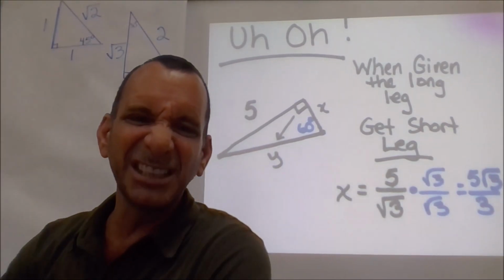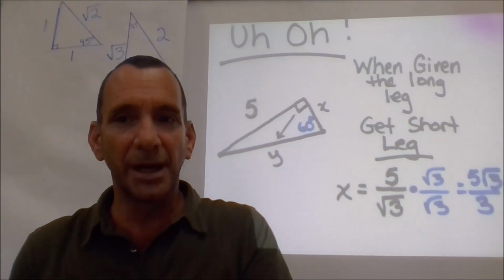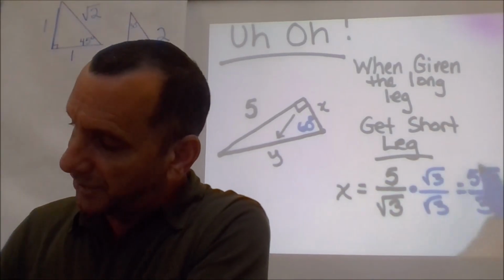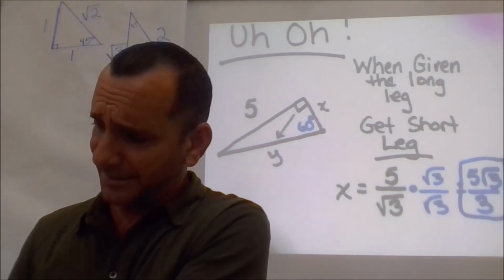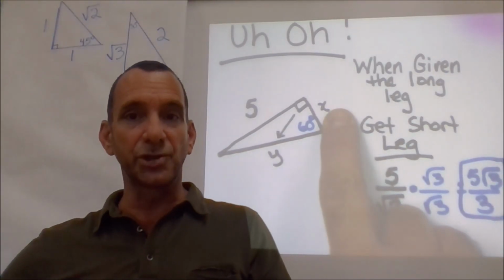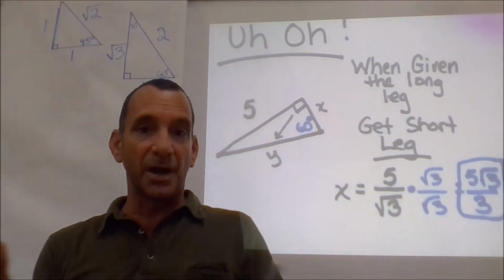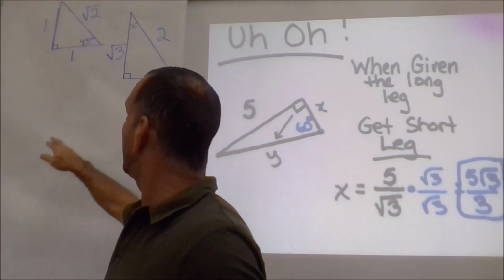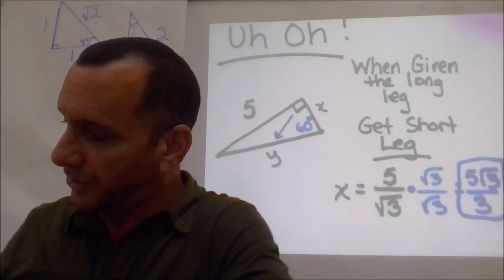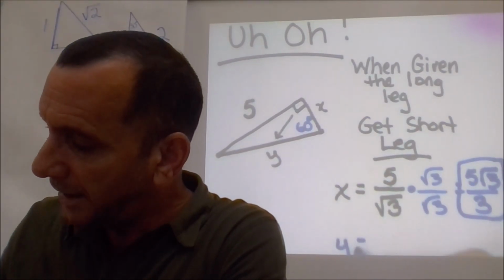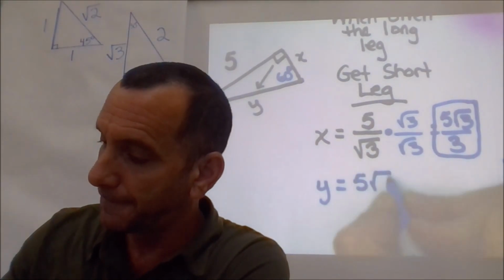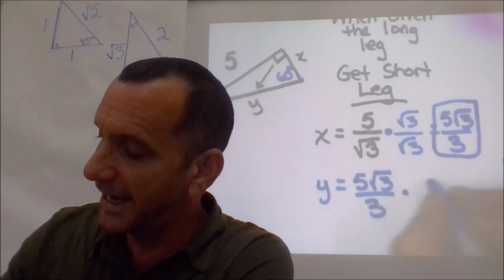Can I reduce that? No. I've already reduced 5 and 3. That's pretty much reduced. So that's my x. Well, that's the short leg. Once I've got the short leg, oh boy, I can get that hypotenuse. All I have to do is multiply the short leg times 2 to get the hypotenuse. So here we go. Y equals 5 square root of 3 over 3 times 2.